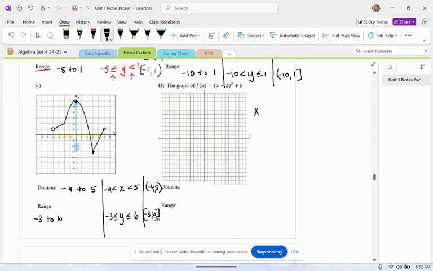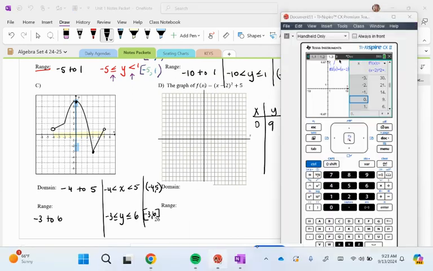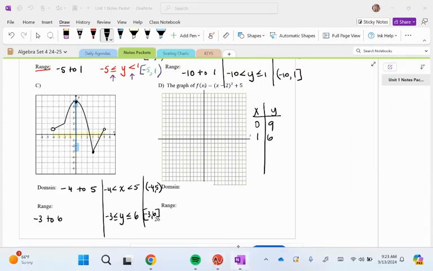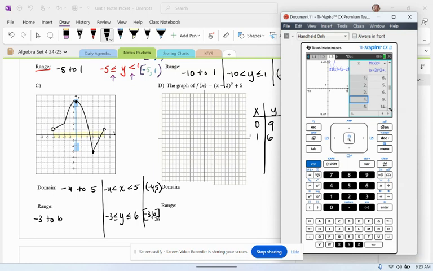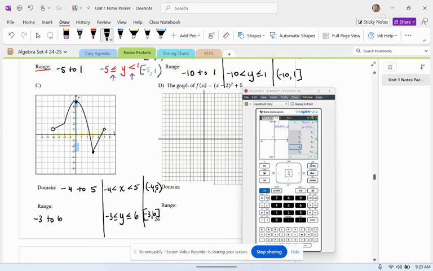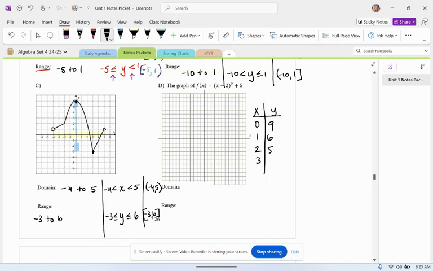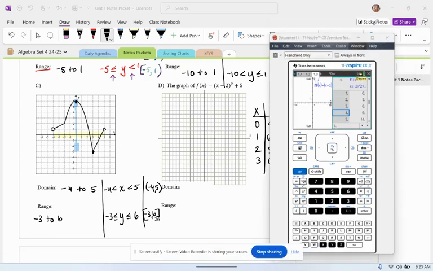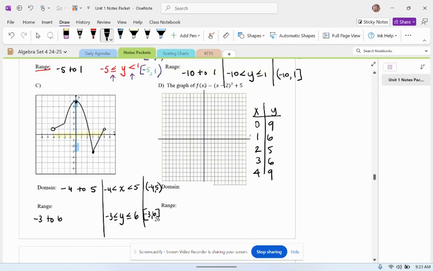I would have X, Y, 0, 9. What's next? 1, 6. 2, 5. 3, 6. And then 4, 9. Okay, so I'm going to graph those points.